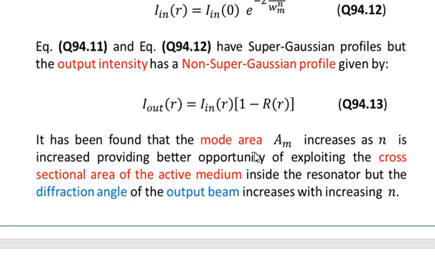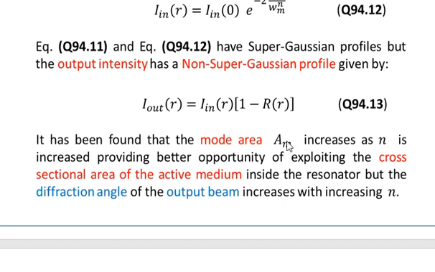It has been found that the mode area A_m, the area of the nth mode, increases as n is increased, providing better opportunity of exploiting the cross-sectional area of the active medium inside the resonator. But the diffraction angle, or the angle of divergence of the output beam, increases with the increase in n. I am not giving any mathematics in support of this paragraph, but just remember that the mode is actually the longitudinal mode here, which means a mode that is wavelength dependent. So here we are talking about the nth mode, and A_m is the area of the nth mode.